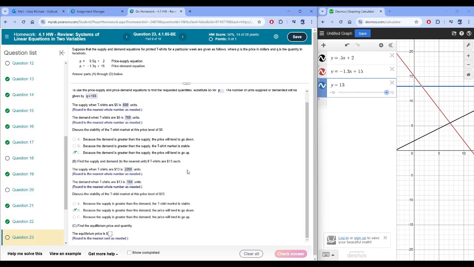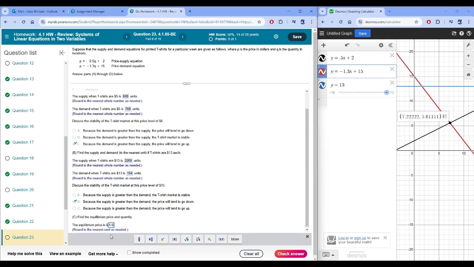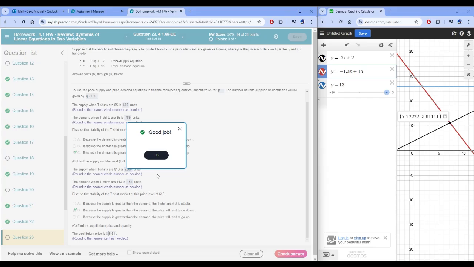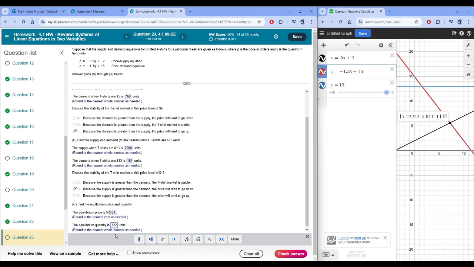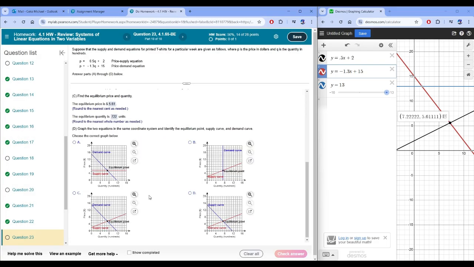Cool. What's the equilibrium price? Right there is $5.61. And what's the equilibrium number of units if you have 722 units in your stock? What would this look like? The supply curve is going up, the demand curve is going down, and the equilibrium point is there. What's the difference between these? No, the supply. There we go.